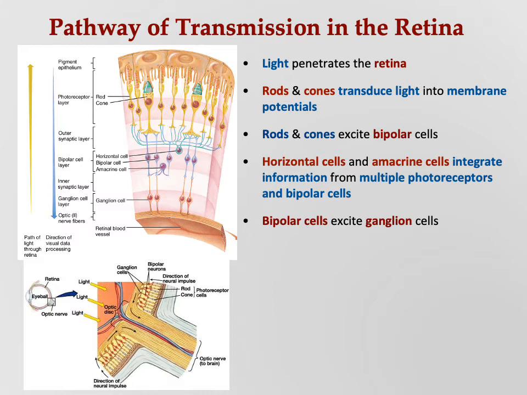Well, you know how if you take a picture with your camera or your phone and put it onto your computer, you can adjust the contrast and the brightness and the sharpness and stuff like that. That's essentially what all those cells in your eye are doing. They're basically fine-tuning the image before it ever gets sent to the brain.